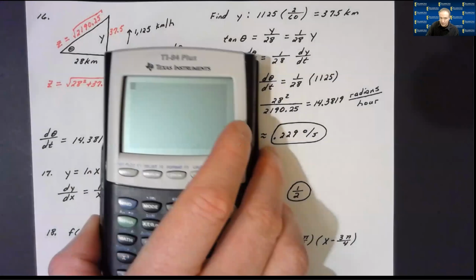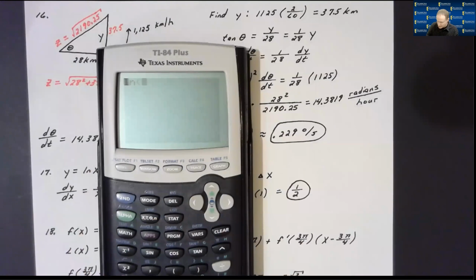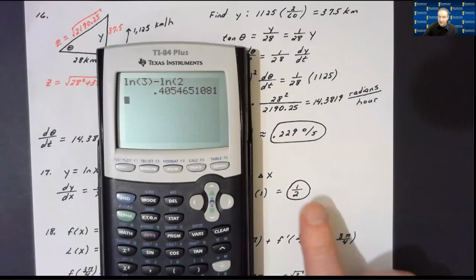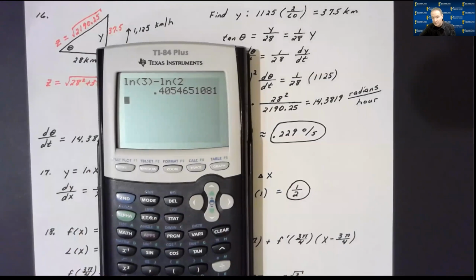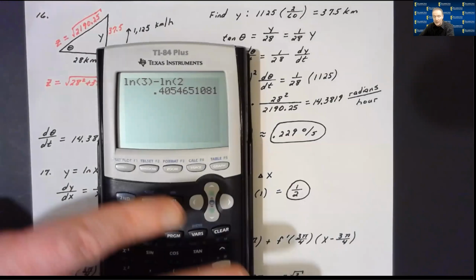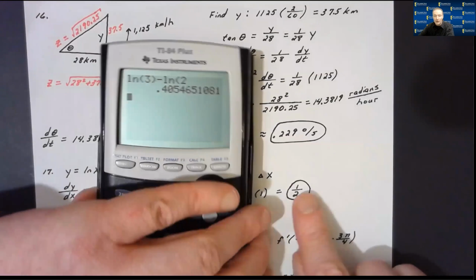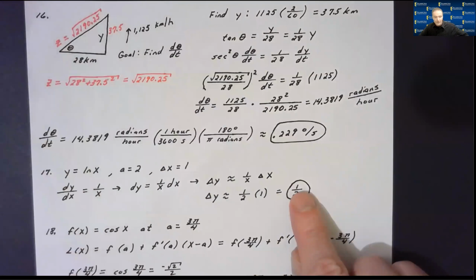So I could just say, well, okay, then the actual change in y is going to be the natural log of 3 minus the natural log of 2. Boom. Yeah, that's pretty close to 1/2. Now, in this case, if we were doing our error and percentage error, you get a fairly significant error on this, but I don't ask that on the test. So I just ask for what the change in the y value here would be, and we've got it.